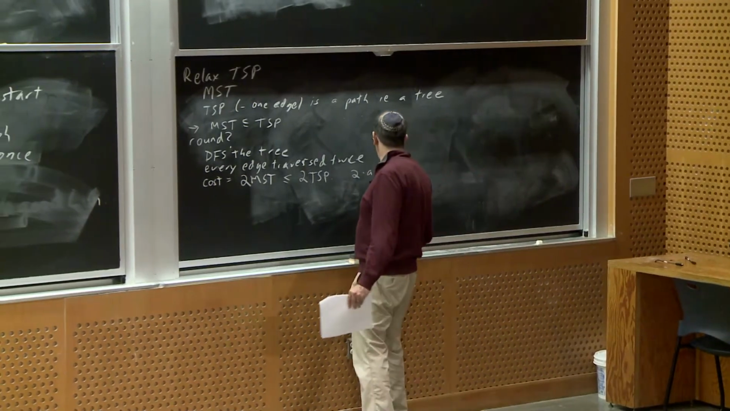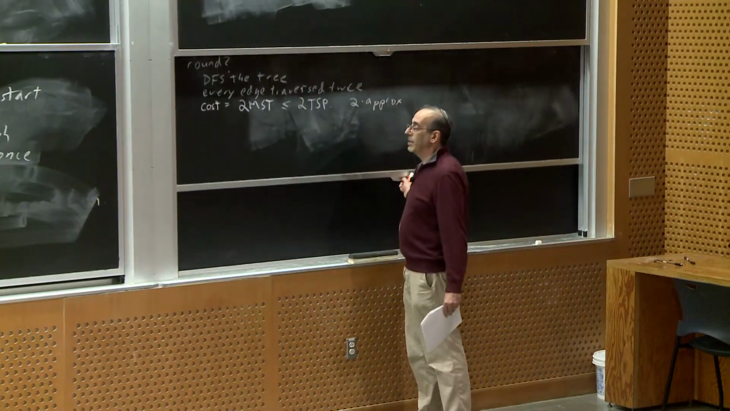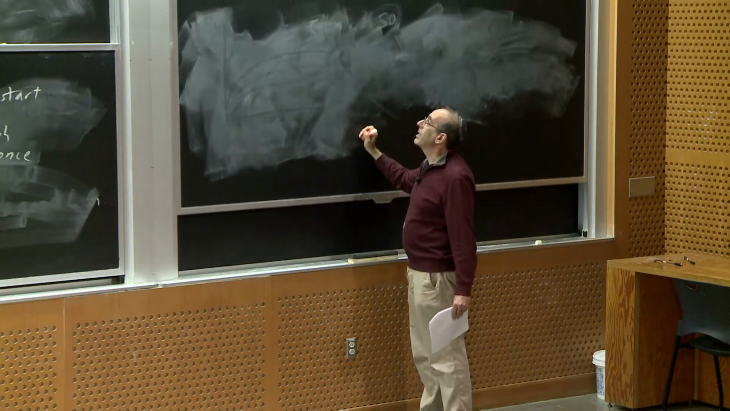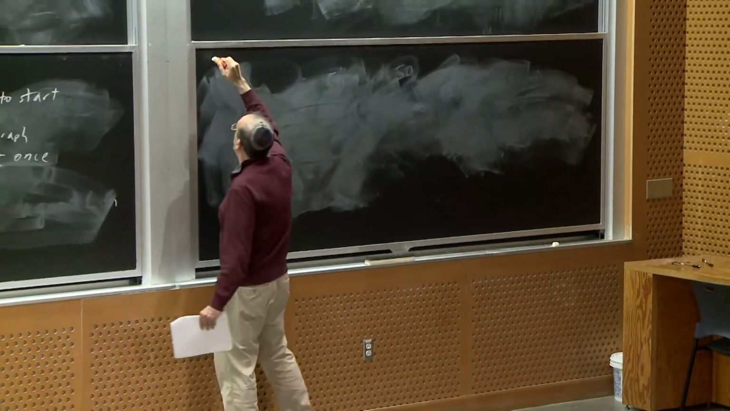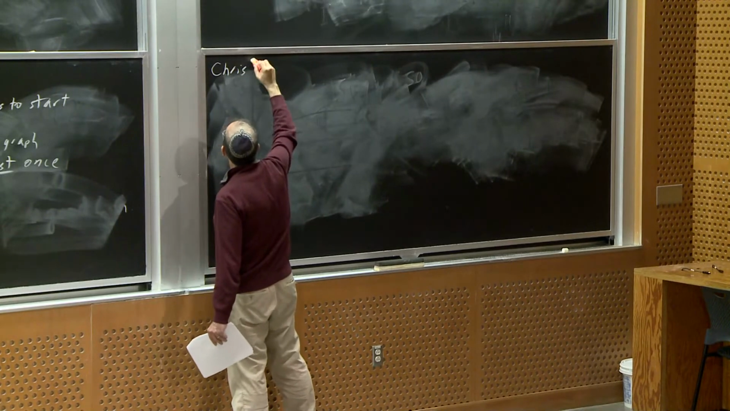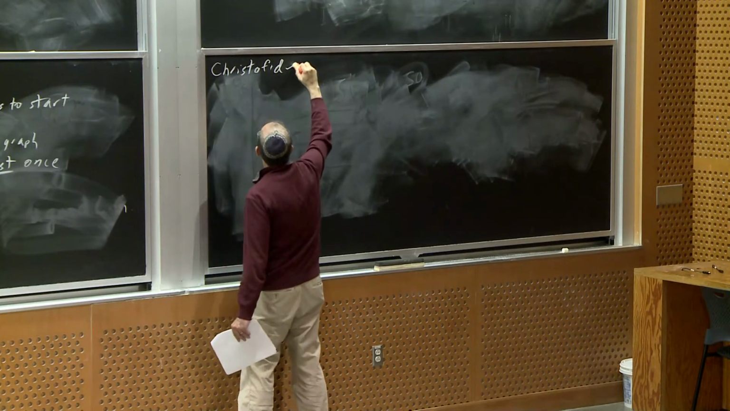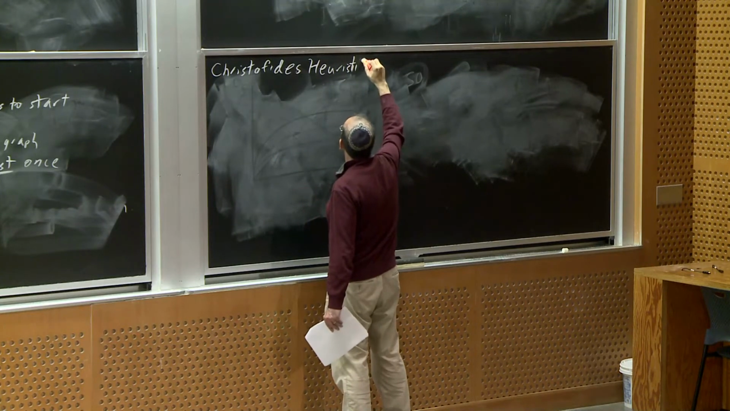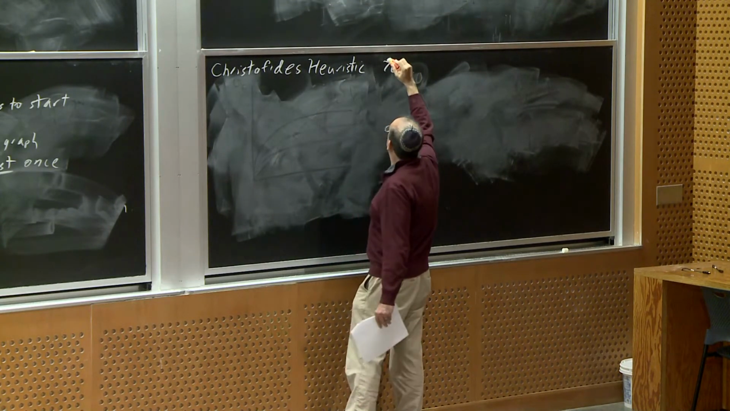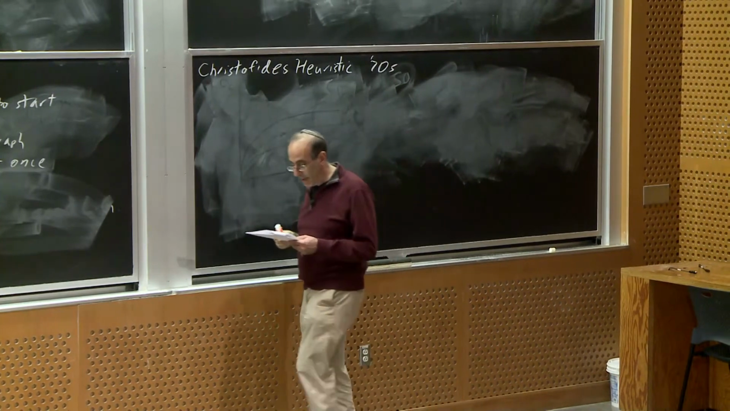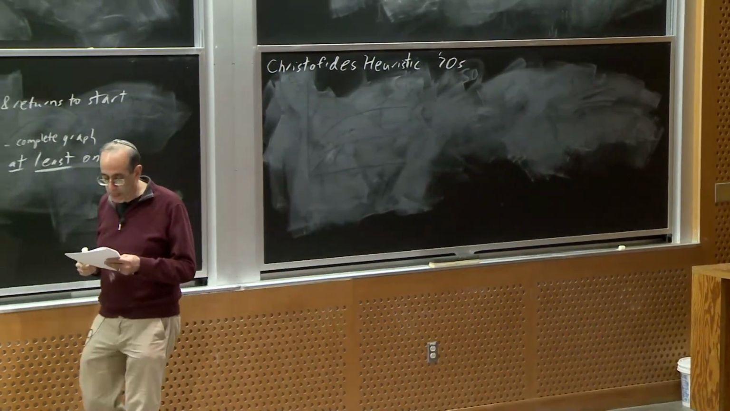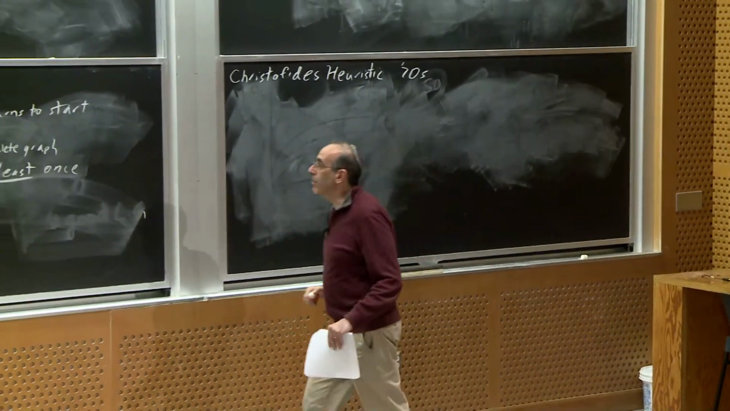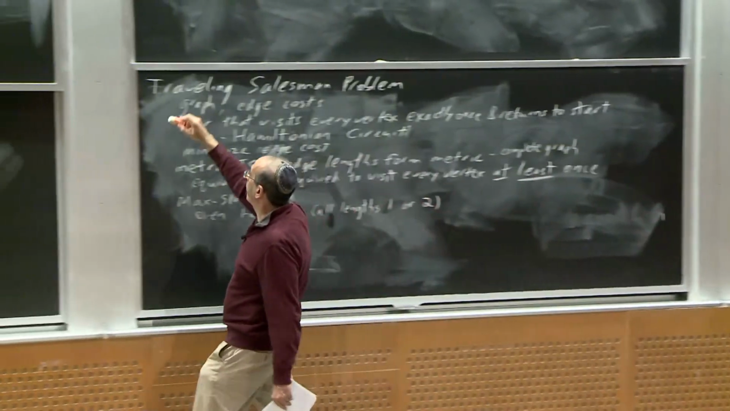All right. Well, this was so easy that nobody got their name attached to it. But a guy named Christophides figured out how to make it cleverer. This happened sometime in the 70s. I don't remember exactly when. Oh, sorry, I should be clear here. This is an undirected graph.